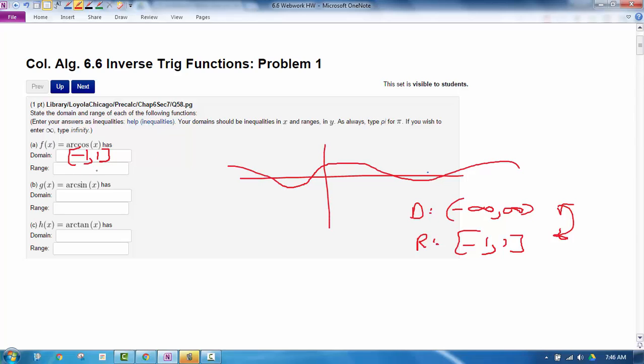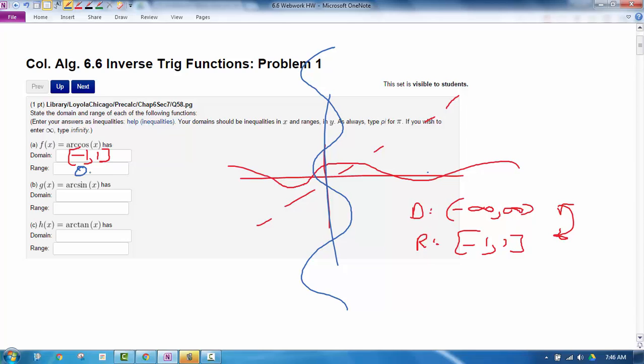Now, the range would be typically negative infinity to infinity for an inverse, right? Because it's a reflection over this line, and so the new function would look something like this, right? The problem is that's not a function. It doesn't pass the vertical line test. A vertical line would intersect this in multiple spots, meaning that's not a function and not helpful for us.